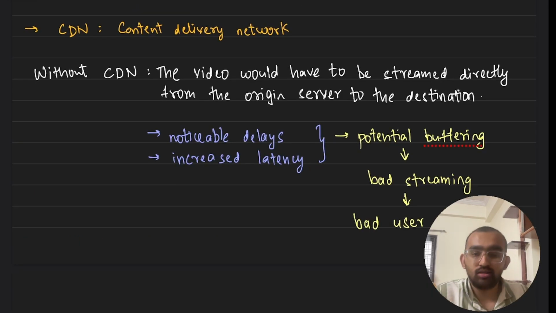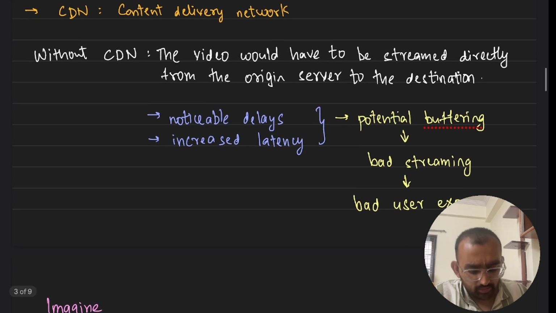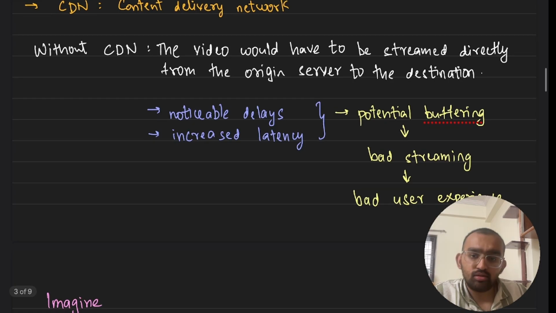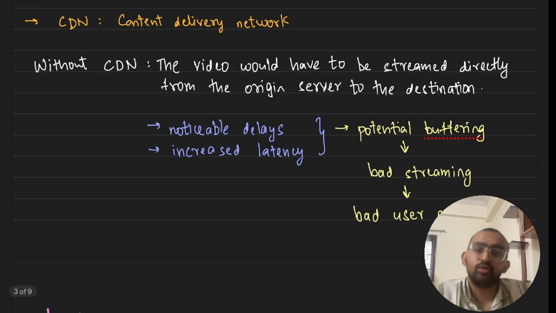Coming to the fourth layer, let's understand how Netflix leverages CDN to deliver content. Let's take an example. Say Netflix wants to stream data without CDN. The video would have to be streamed directly from the origin server to the destination. Say for example, Netflix servers are in New York and you're sitting in Bangalore, then the content has to be served all the way from New York to Bangalore each time. So in that case, you would see noticeable delays and also increased latency.